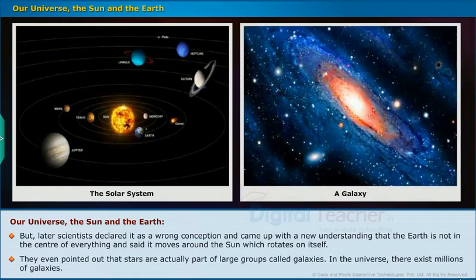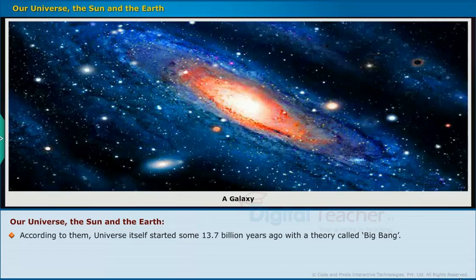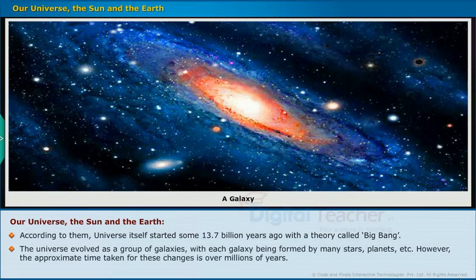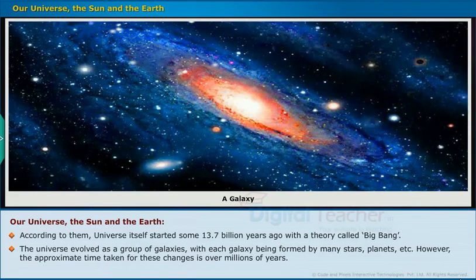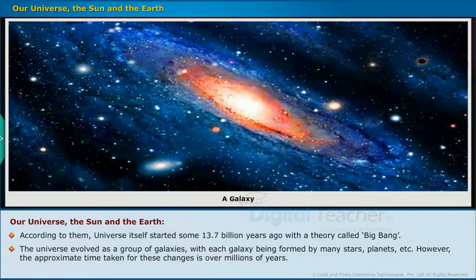They even pointed out that stars are actually part of large groups called galaxies. In the universe, there exist millions of galaxies. According to them, universe itself started some 13.7 billion years ago with a theory called Big Bang. The universe evolved as a group of galaxies, with each galaxy being formed by many stars, planets, etc. However, the approximate time taken for these changes is over millions of years.